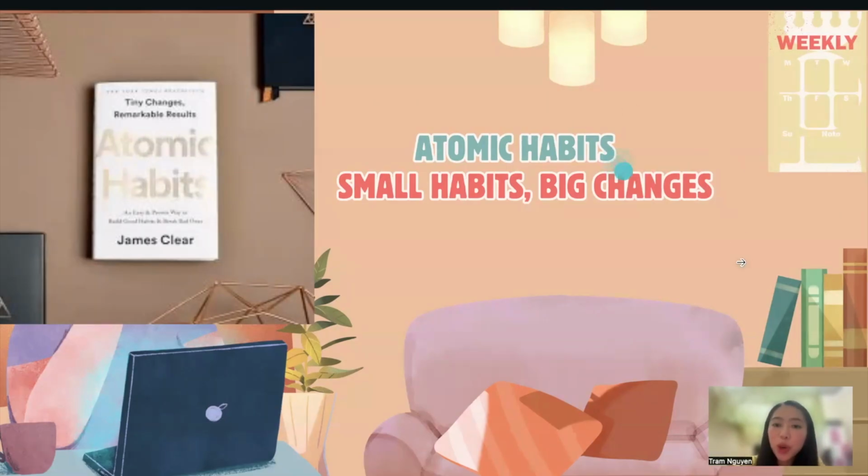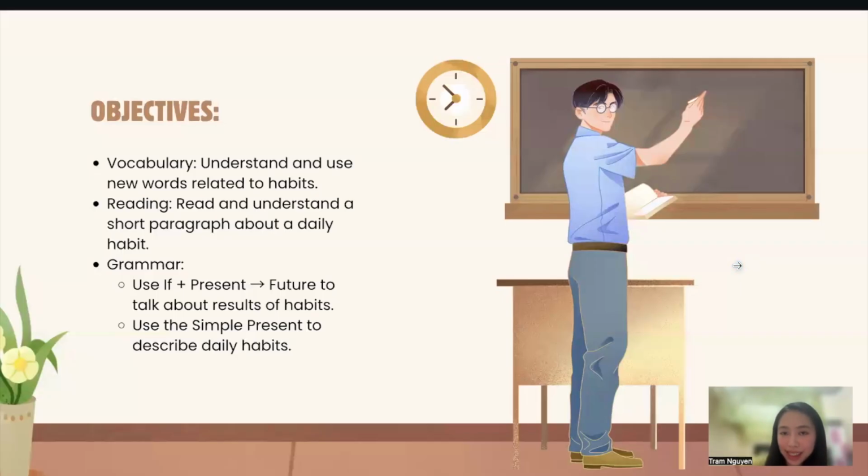Let's go through the objective in today's lesson. Today, we are going to learn some vocabulary related to our topic, habits. And we will read a short paragraph about a daily habit, as well as review some grammar that we have learned before: the use of if with present and future to talk about the result of habits, and the use of the simple present tense to describe your everyday habit.